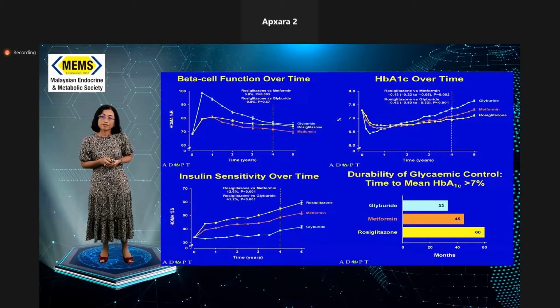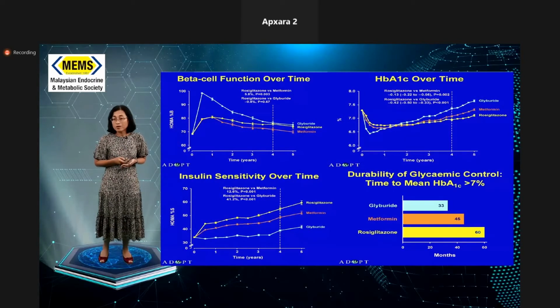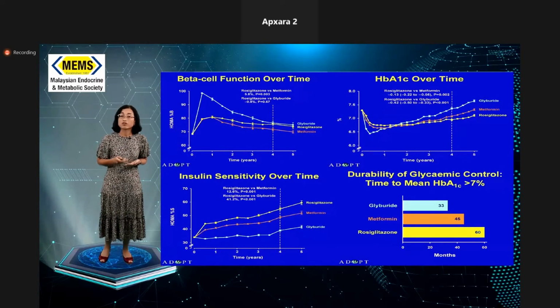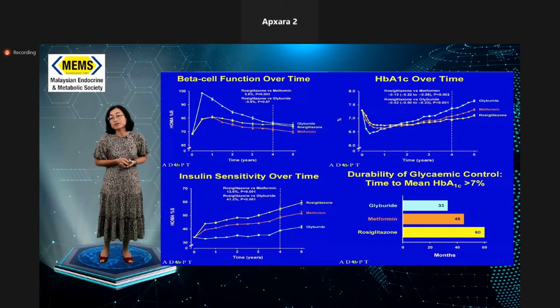And as you can see also in this slide, it looked at the durability of glycemic control. Keeping to a monotherapy could only last 33 months with glyburide to keep the A1C at 7% and below. With metformin, it took 45 months, and with rosiglitazone at that time, up to 5 years before there was loss of glycemic control.